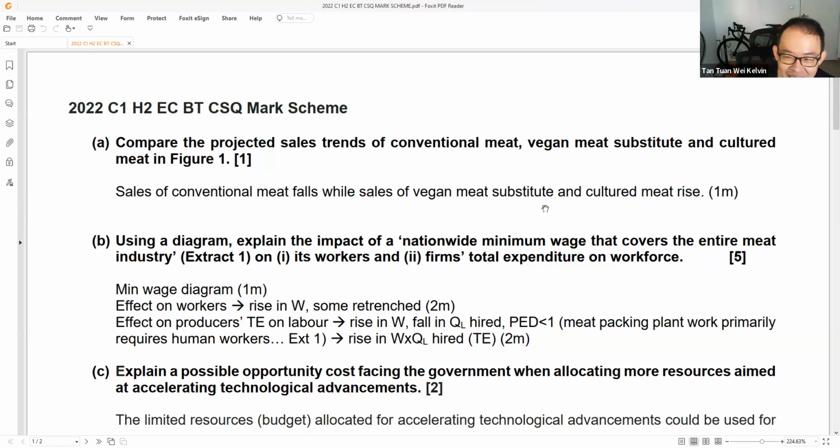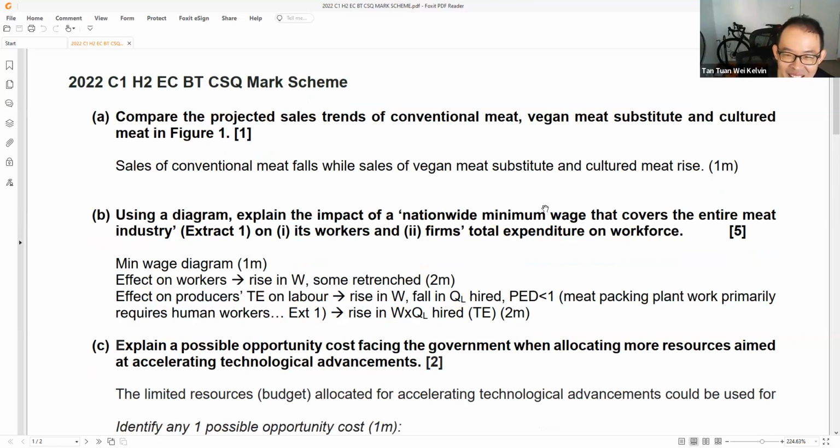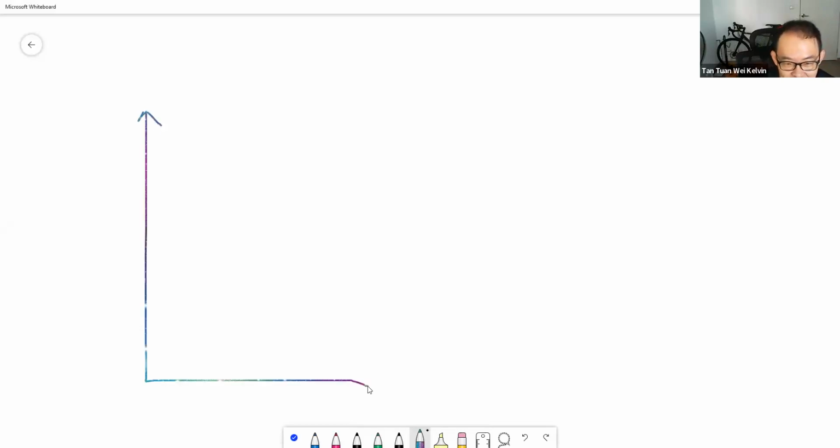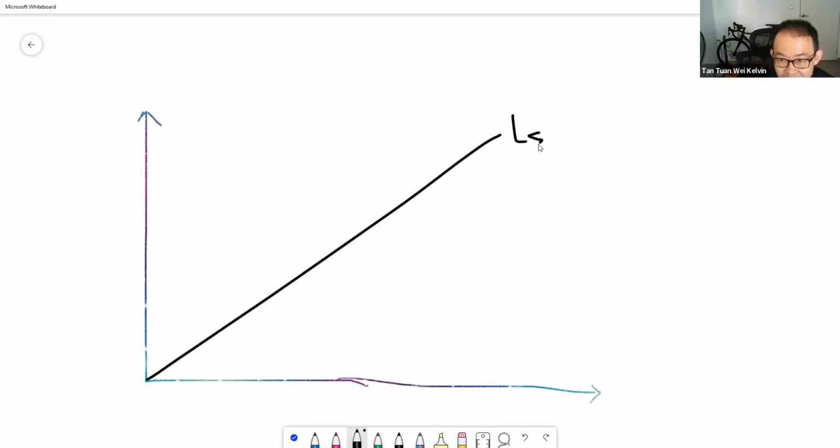Okay, part B. This one is a 5-mark question. So in case you're not aware, let me use Microsoft Whiteboard to understand the question. Let's draw the graph together. I'm trying to use a mouse to draw this, so it will not be that great. Labor supply, labor demand. You should be drawing the graph with me.